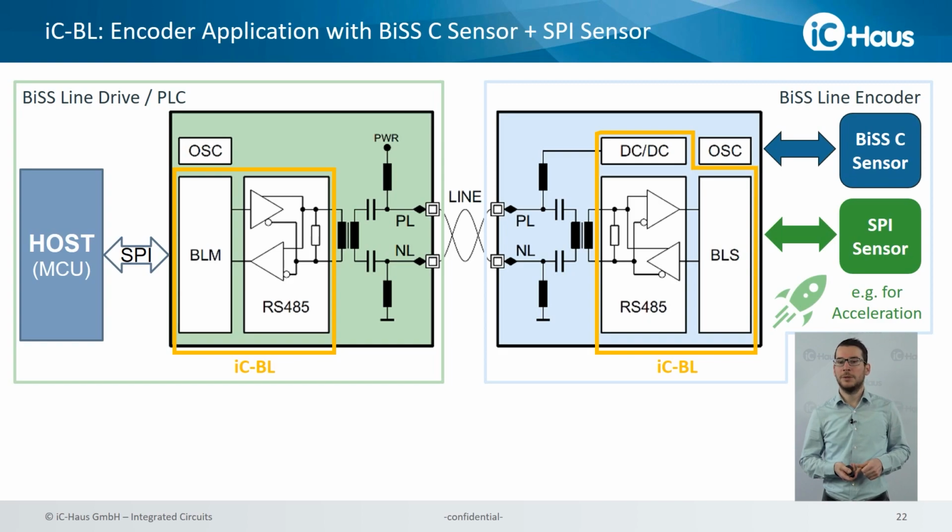In another example, we have replaced the I2C sensor by an SPI sensor. In that case, we configure 2 data channels, so one for the BiSS sensor and one for the SPI sensor, and transmit the data of both sensors completely in every BiSS frame. So that can be used for condition monitoring, for instance, to implement further sensors such as an acceleration sensor.